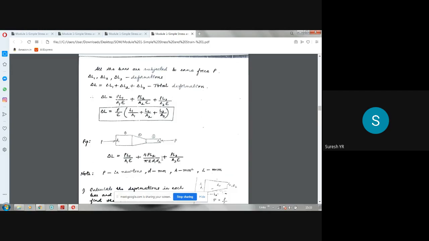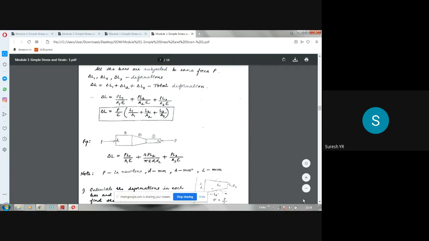So that formula. Here of course the force is taken as compressive, just for understanding. Compressive means the same formula is valid, but only thing is contraction will be there. So be careful about the units when you are substituting in the formula. P you have to take in newtons, length in millimeters, area in millimeter square, E value in Newton per mm square.